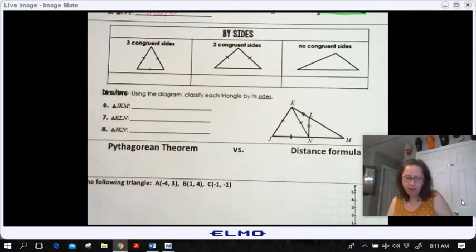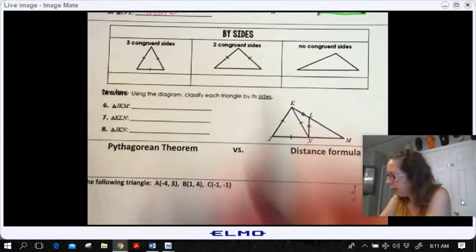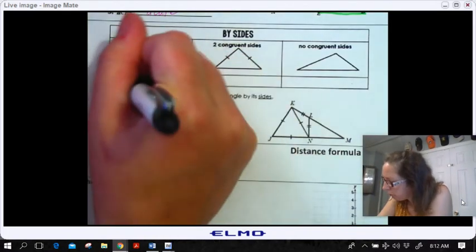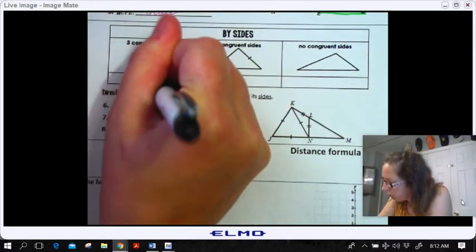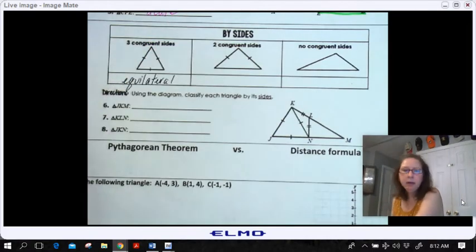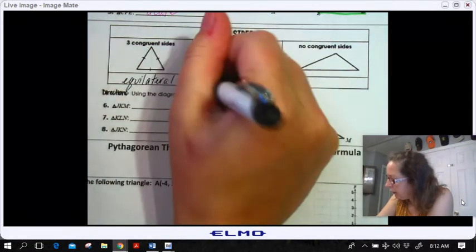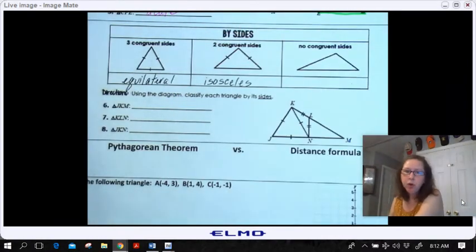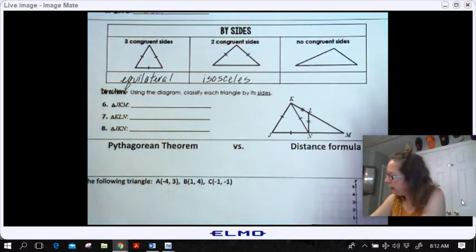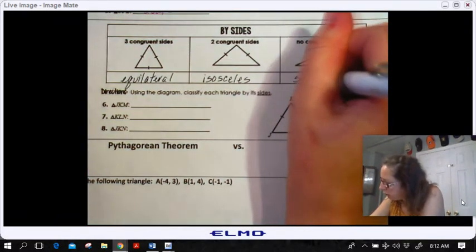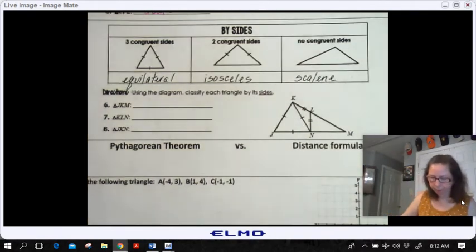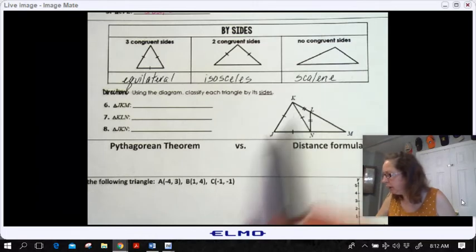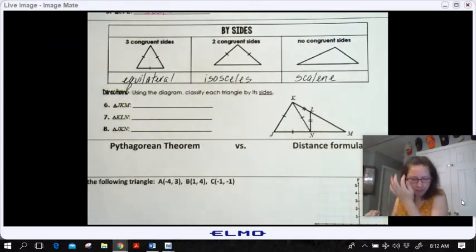Okay. If they have 3 congruent sides, they are equilateral. If they only have 2 congruent sides, it is isosceles. And if they have no congruent sides whatsoever, it is scalene. So far I know all this is review. Now let's try to identify this down here using all the tally marks, okay?